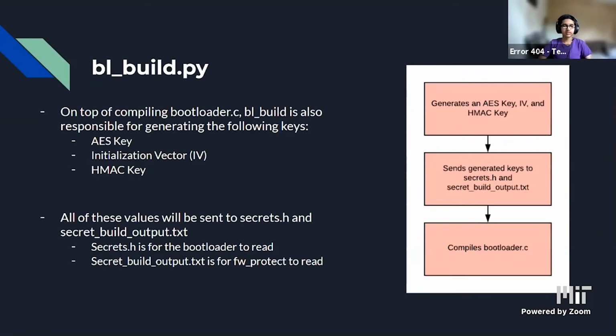BL build is a Python file that compiles bootloader.c, but it also generates the AES key, the IV, and the HMAC key, all of which are necessary for security algorithms. It then sends these keys to two different files, secrets.h and secret build output. They both serve similar purposes, with bootloader.c reading from secrets.h, while firmware protect reads the keys from secret build output.